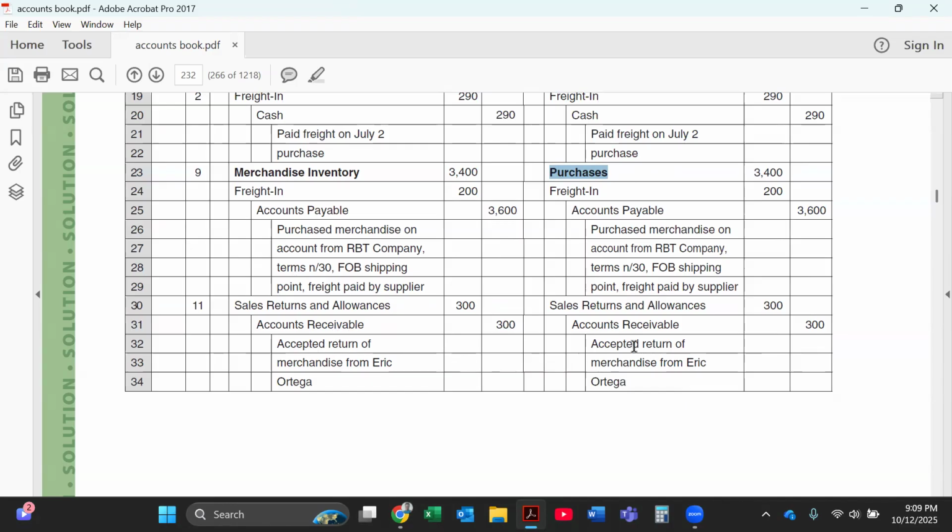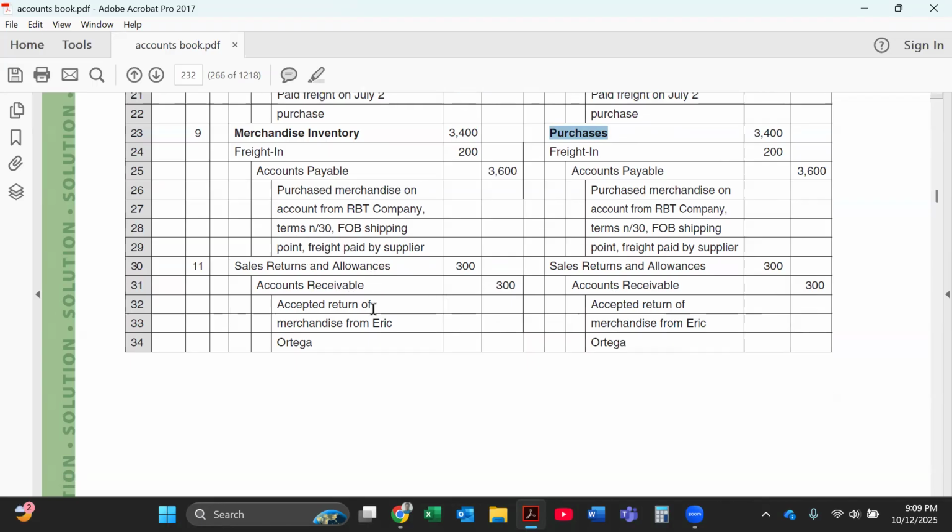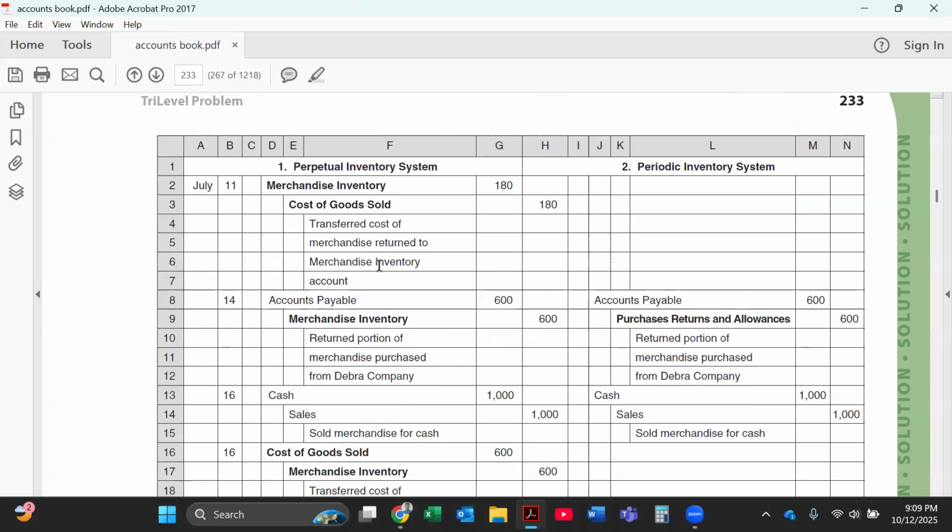With sales returns and allowances, we accepted a return of $300. Nothing has changed with this first entry. We take it out of accounts receivable. We add it to the sales returns and allowances account. However, underneath the perpetual system, they have an extra entry for that return to adjust merchandise inventory and cost of goods sold. The periodic system, we never touch merchandise inventory. We never touch cost of goods sold. We just wait.